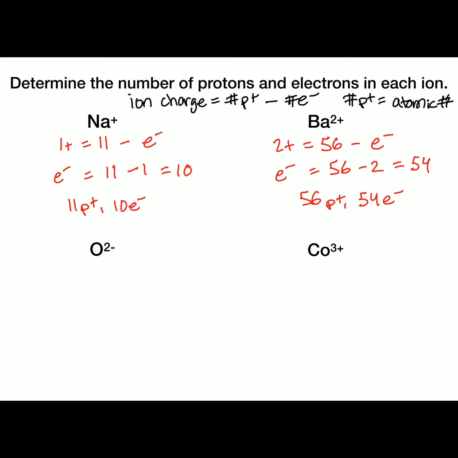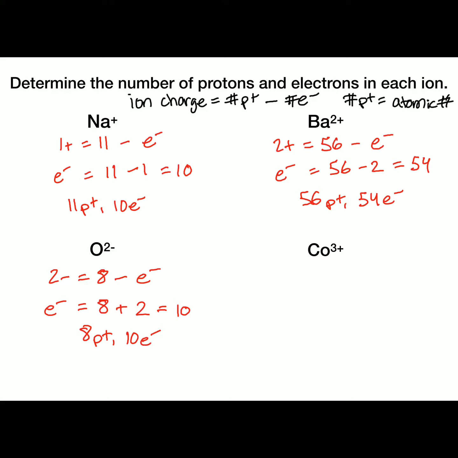Our next problem is the O2 minus ion. Now this is a little different since it is a minus charge instead of a plus charge. So we're going to do the same thing. We're going to set up our equation. So we have 2 minus is equal to the atomic number or number of protons of oxygen, which is 8, minus the number of electrons. Now if we rearrange this equation, we get the number of electrons is equal to 8 plus 2, which is equal to 10. So our final answer is 8 protons and 10 electrons.